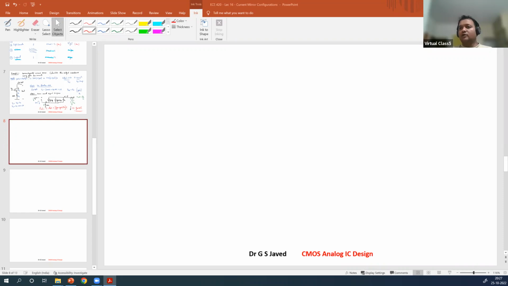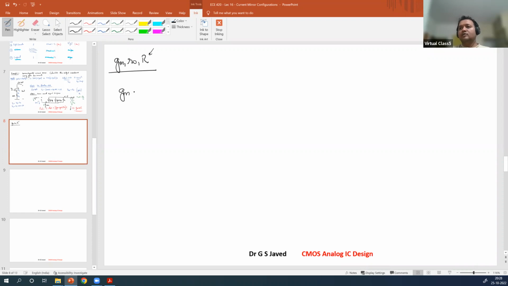Now that you have got this value, you need to now perform the computation. Why? Because you have been given the model file. So what is the computation that needs to be performed? First thing is you need to find out GM, R out, and capital R. Right? Capital R is known, it is given. R out is 1 over lambda ID. GM is, let's find out.